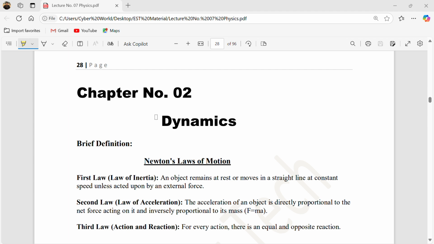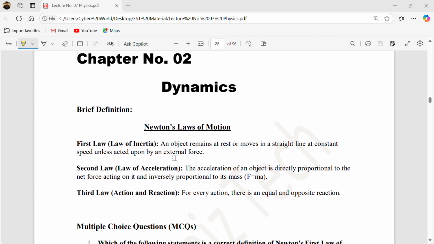Perfect. Okay, so today's lecture we have to start our chapter number 2, important MCQs, which are related to dynamics. We will cover Newton's laws of motion. You know that the first law of motion, the second and the third. The first law of motion basically describes the law of inertia. An object remains at rest or moves in a straight line at constant speed unless there is an external force applied to it.